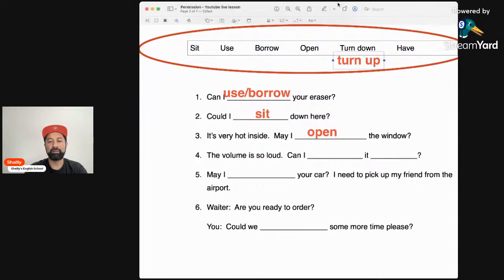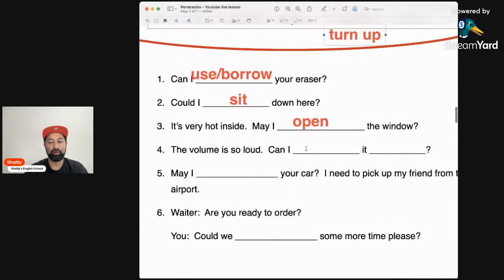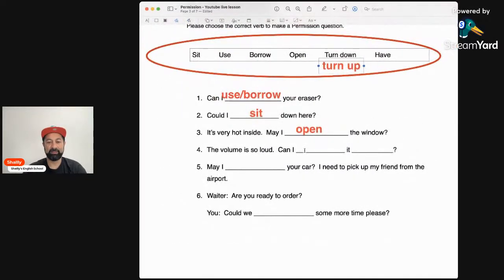All right, let's go to the next one. May I something your car? I need to pick up my friend from the airport. What is the correct answer here?